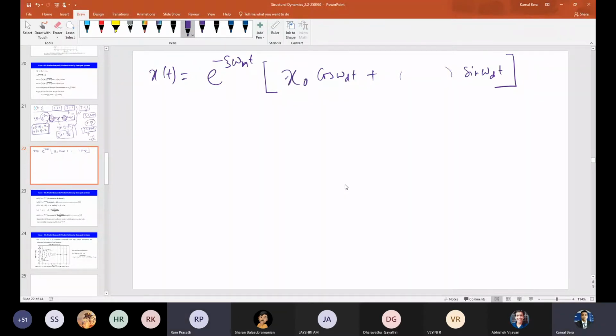C1 as x naught. What is C2? Zeta omega n x naught by omega d. Is that correct? Yes, sir. No, it is not correct. What I remember, there is something else more there.